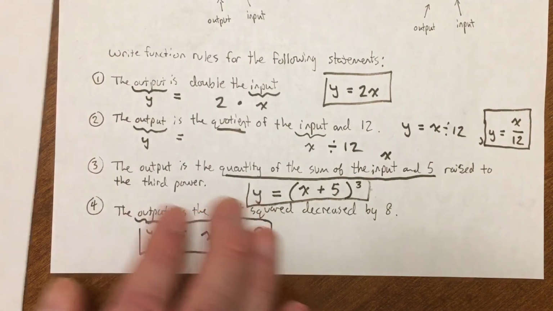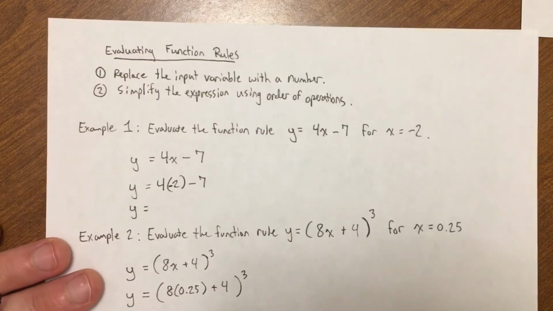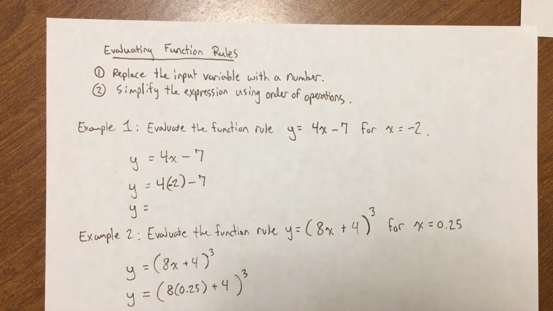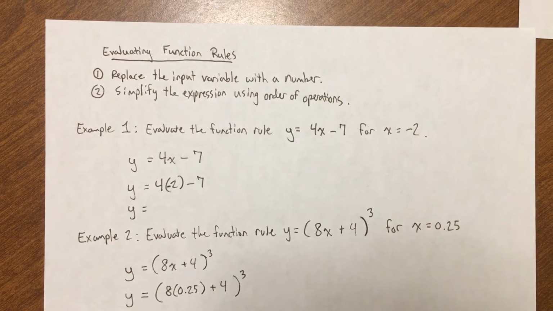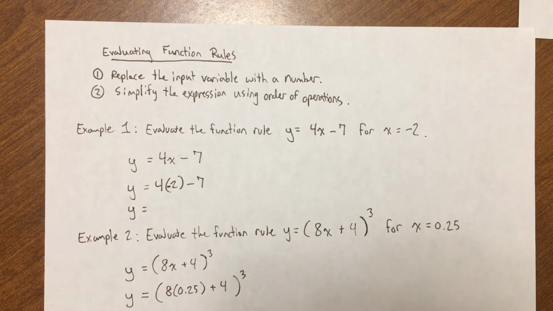Now, let's move on to the next topic, which is the main objective of the lesson today, which is evaluating function rules. To evaluate a function rule, there are 2 important steps that you need to remember. The first step is to replace the input variable with a number. A lot of times you'll be given that number to plug into your function rule. Once you replace that input variable with your number, then you would simplify the expression using order of operations.